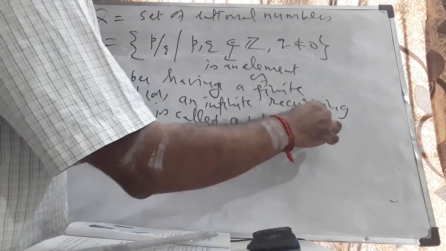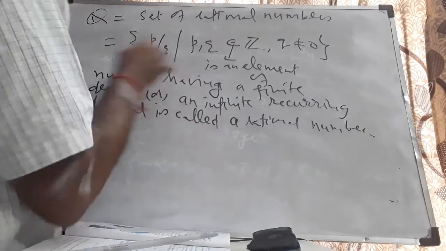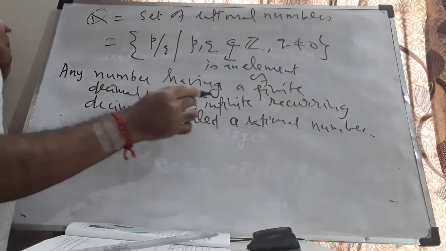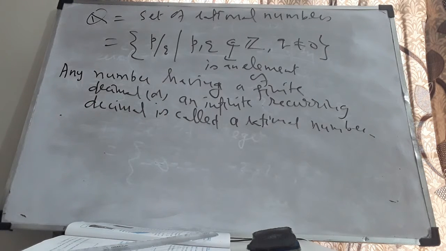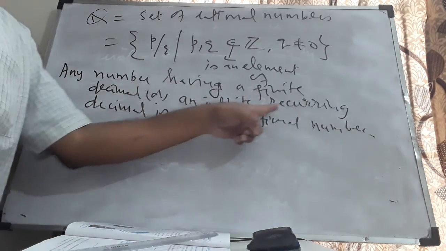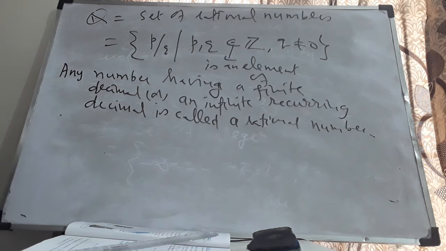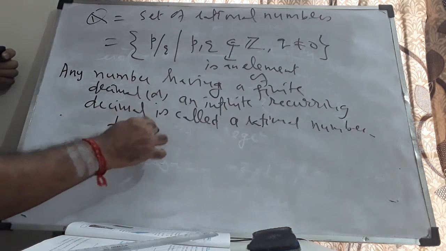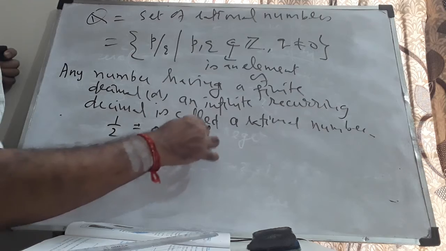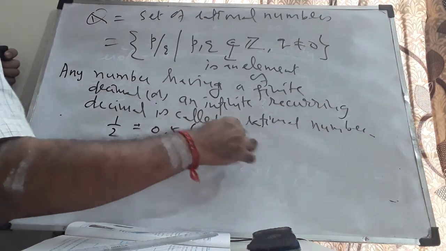That is, whenever I am having a number of the form p by q, after dividing I will have it in the decimal form. The decimal form, if it ends at some stage, or some number gets repeated up to infinity, that is called recurring, infinite repeating. Such a number is called a rational number. Example, think about half, it is 0.5. Example of a finite decimal.